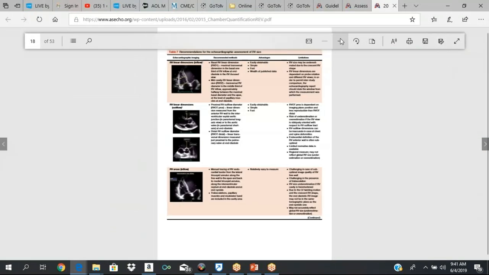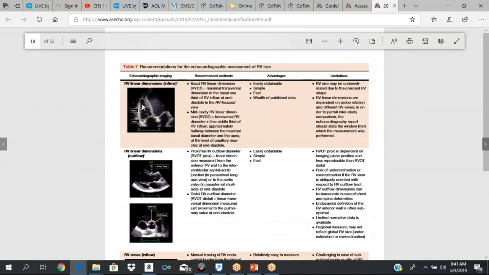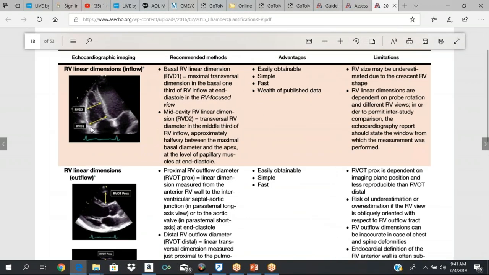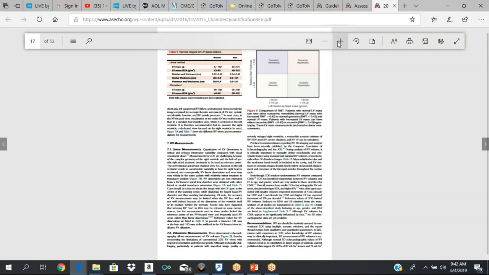Okay, so if you remember when you do this type of measurement. All right, so this is your RV focus view. So this is the base. So you see you're focusing in the RV. You can see the RV apex. So you measure the base, and this is at the mid cavity level. So now if this is greater than 41, it suggests RV dilatation, and if it's greater than 35, okay? So that's a measurement that they're talking about. It was 42 in the previous document, but it has changed to 41.